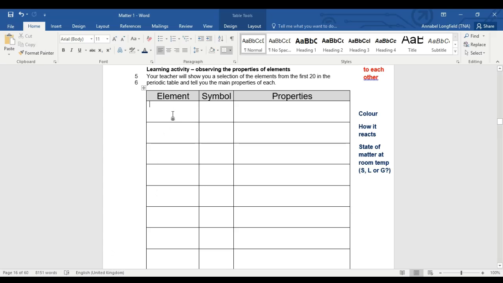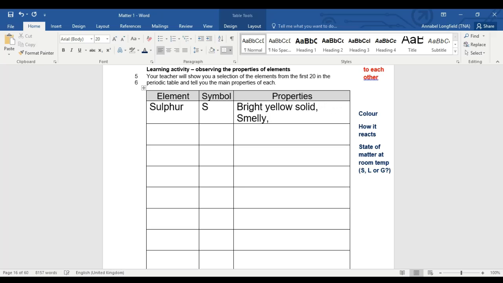So the element is sulfur. Its symbol is a capital S. Okay, so I have made the writing a bit bigger so that hopefully you can see it a bit better. So the properties that you need to know are that it is a bright yellow solid. It is smelly, so it gives off a particular smell, so much like the eggs and the smelly feet.